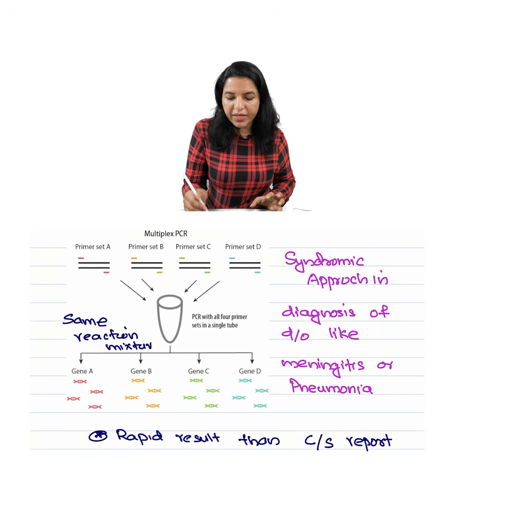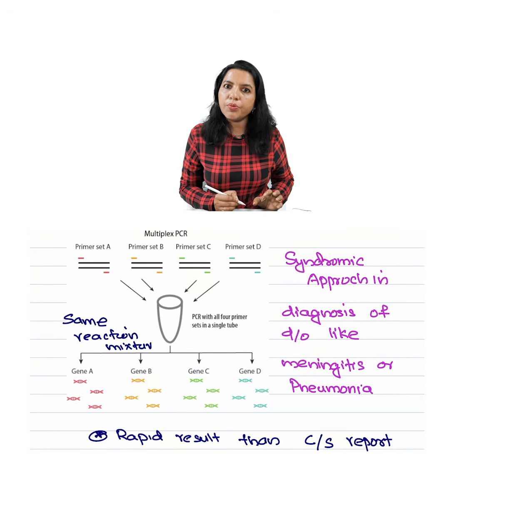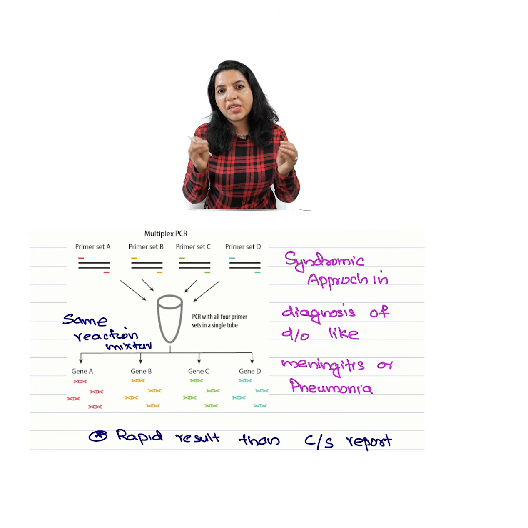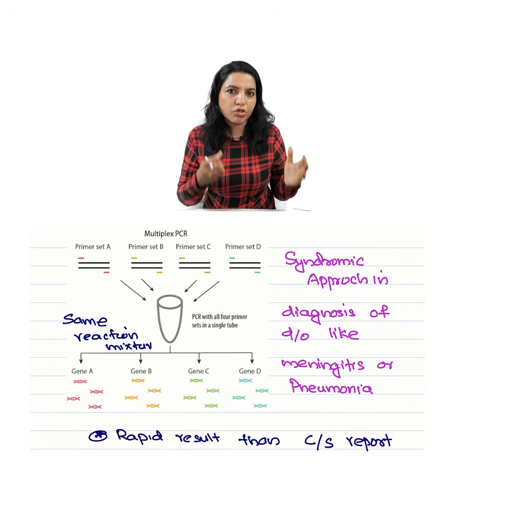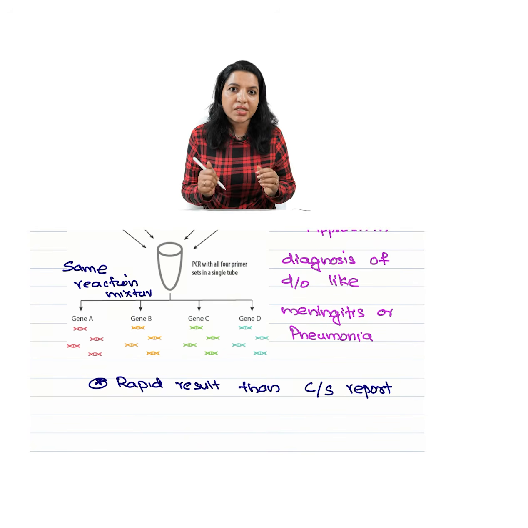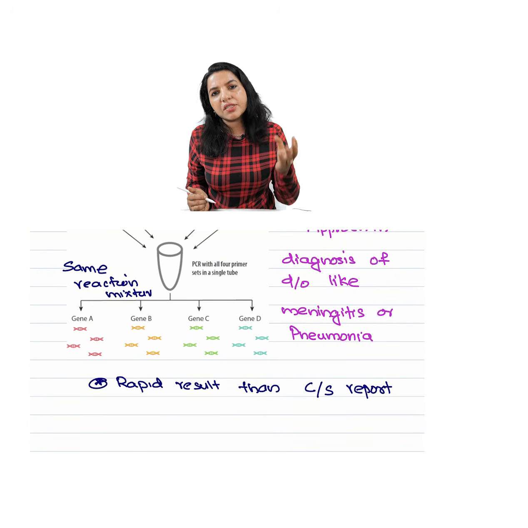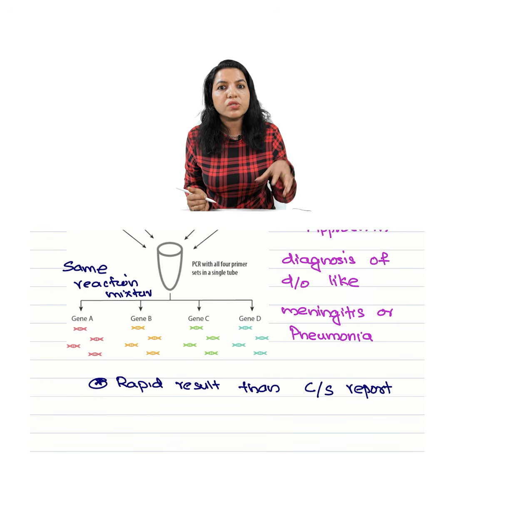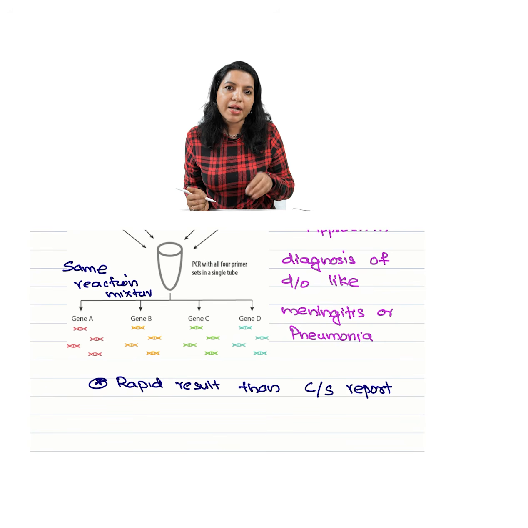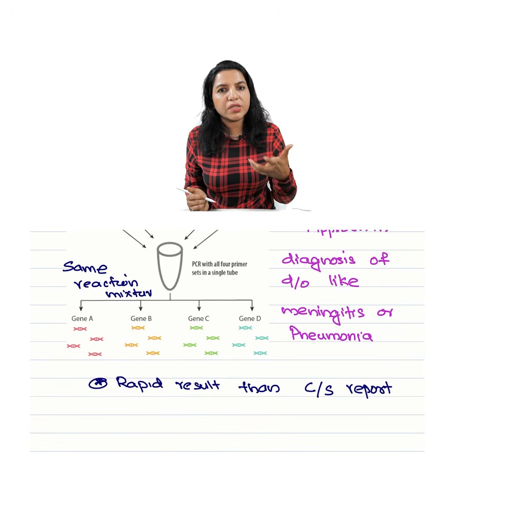What is this approach called? This is called a syndromic approach, a very important previous year question. This is used in the diagnosis of certain disorders like meningitis and pneumonia, where we want a rapid result, like which strain or which bacteria is infecting the child or the patient. If we want a rapid result within a matter of 1 hour, what we use is multiplex PCR, where we add multiple primers of different bacteria, and if the bacteria is there, we get the amplicon very soon, and we can find out which bacteria is infecting the patient. So this is called a syndromic approach, which we use in multiplex PCR.